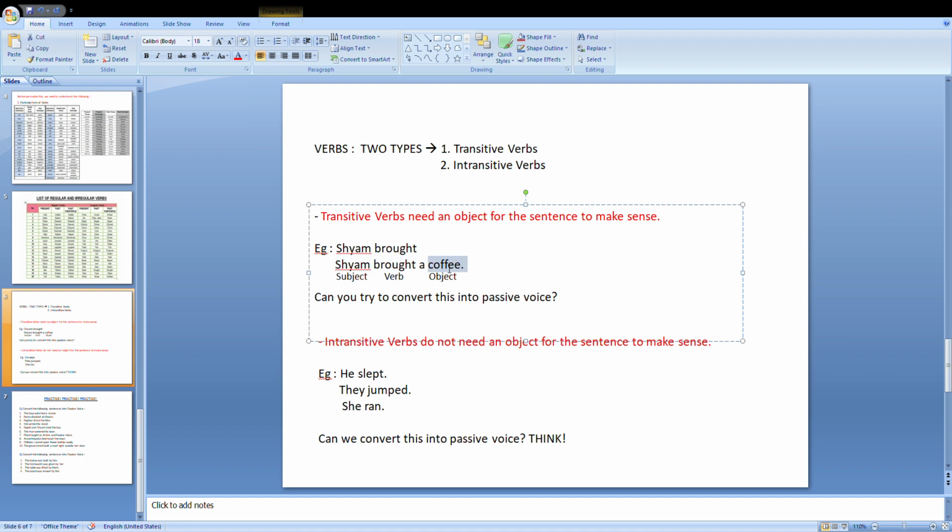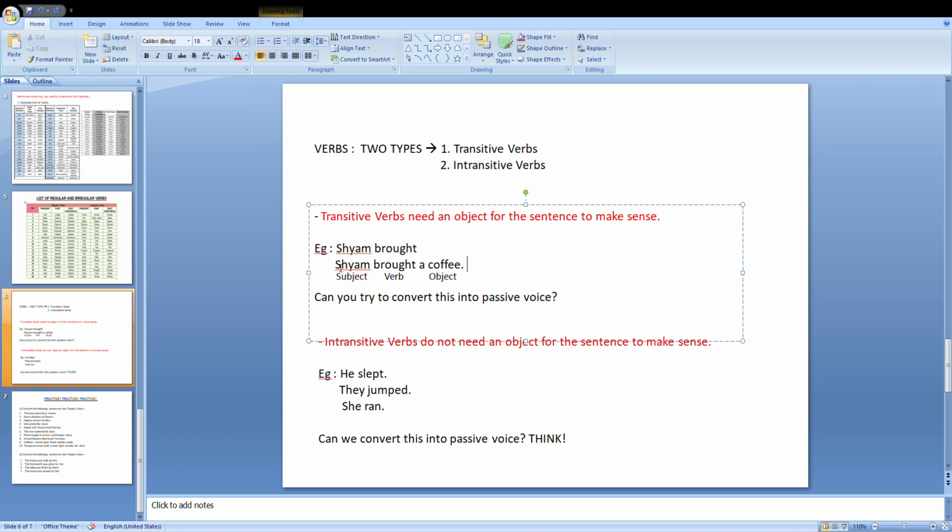Then with the object, the sentence makes sense. Now this sentence is in active voice. Shyam brought a coffee. Why is it in active voice? Can you just take a second to think why this is in active voice?